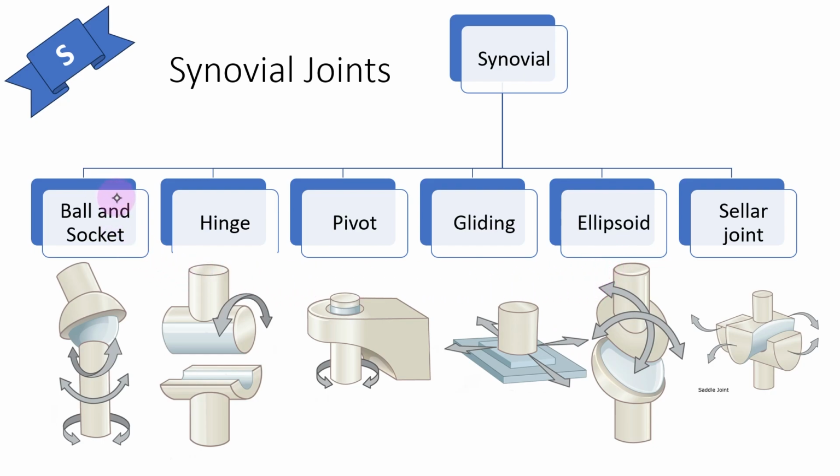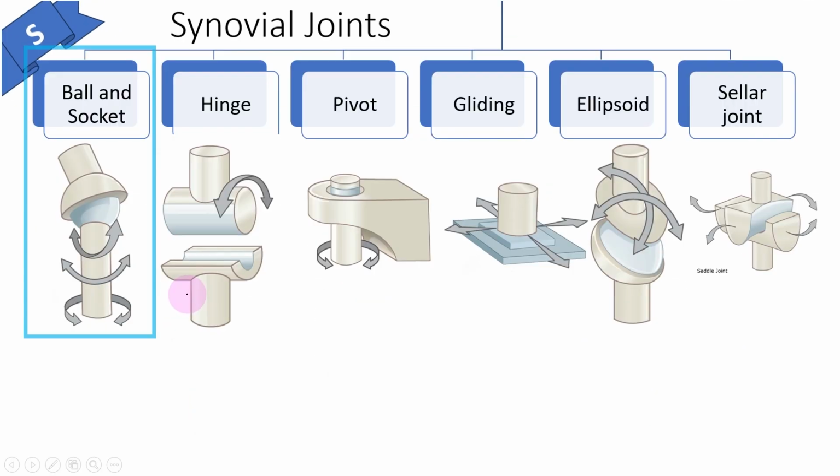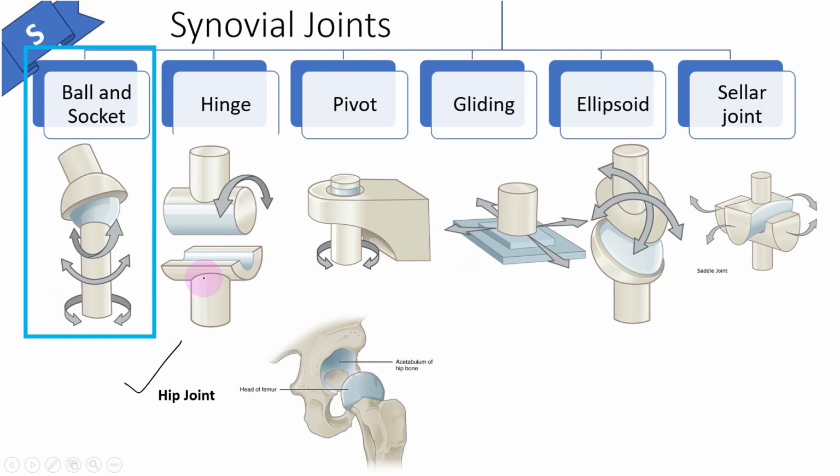The first we'll go to is the ball and socket joint. Let us have a look in detail about the ball and socket joint. A classic example is the hip joint. In a hip joint, you have a socket. In this case, this is the acetabulum of the hip bone, that is the socket. All right. And then you have the head of the femur. The head of the femur is the ball. So that is the ball.